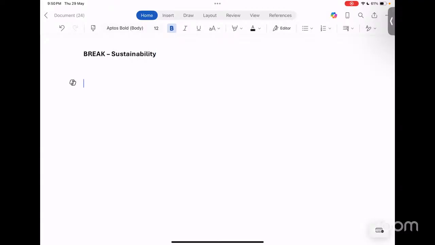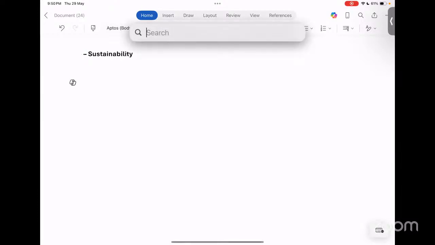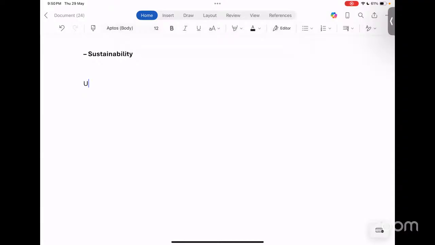So this is basically related to sustainability. What do you mean by sustainability? Sustainability means using resources in a judicious way, so that the resources are not just available today, but also for upcoming generations.